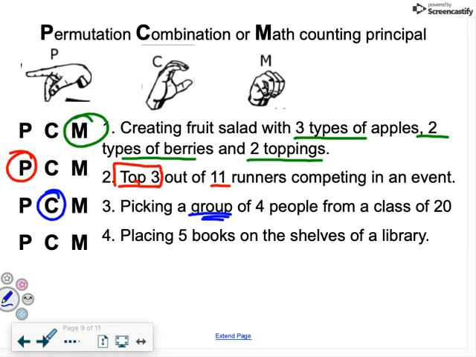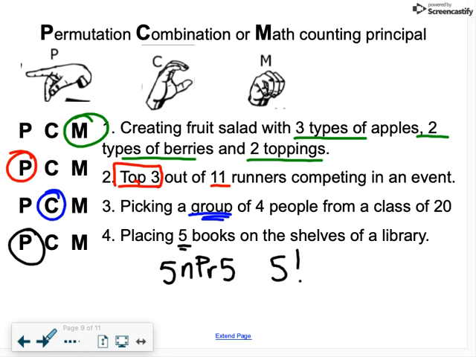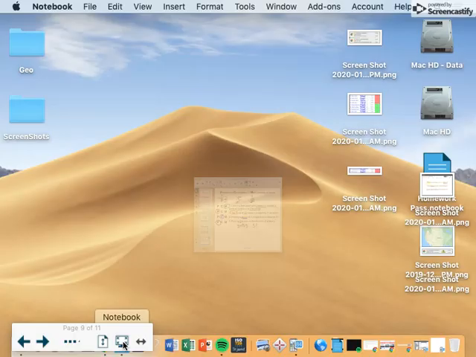And then placing 5 books on shelves of a library. We have 5 books. We're putting them in a certain order on the shelf. This is going to be a permutation problem. And it's kind of a silly one. We'll get into more detail about it, but it's 5 nPr 5. Also, it could be written as 5 factorial. So that is it for today's lesson on 1.3, talking about combinations.